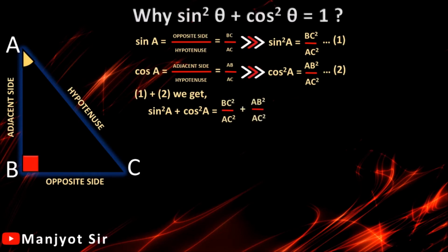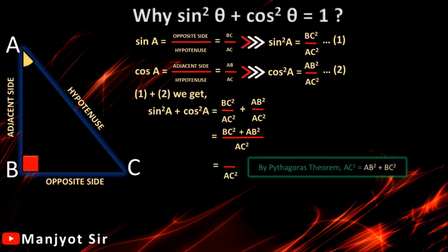Now if you observe the denominator, the denominators are same, so we can write AC square together, and in the numerator it will be BC square plus AB square. Now if you observe BC and AB in this right angle triangle, they are sides of a right angle triangle. So we can apply Pythagoras. If you apply Pythagoras in this right angle triangle, we'll get AC square is equal to AB square plus BC square. That means BC square plus AB square is nothing but AC square. So I guess everyone is clear how we changed BC square plus AB square.